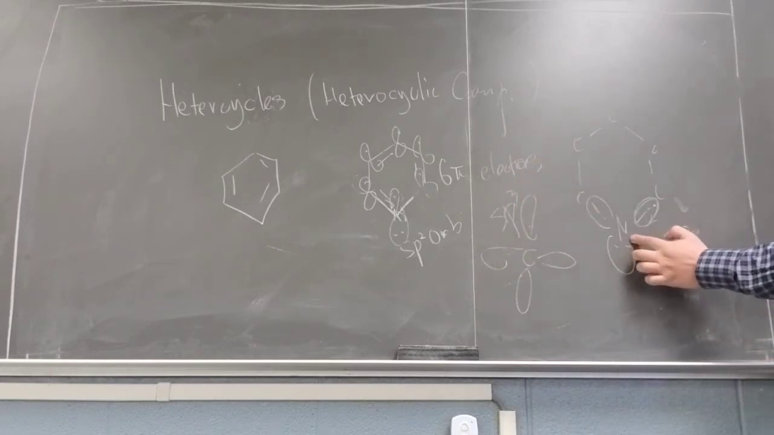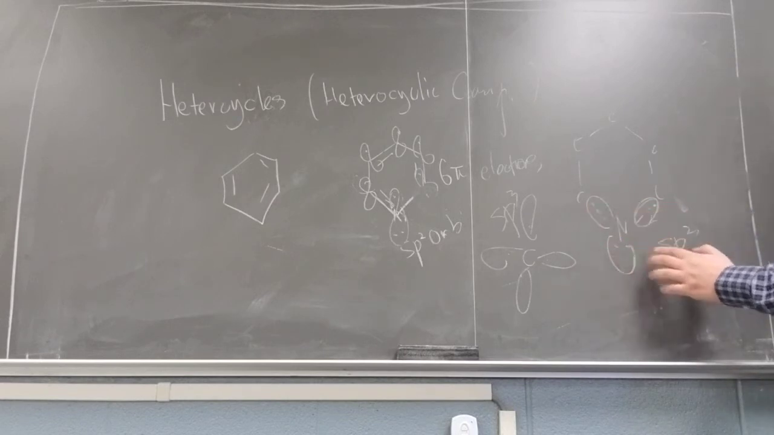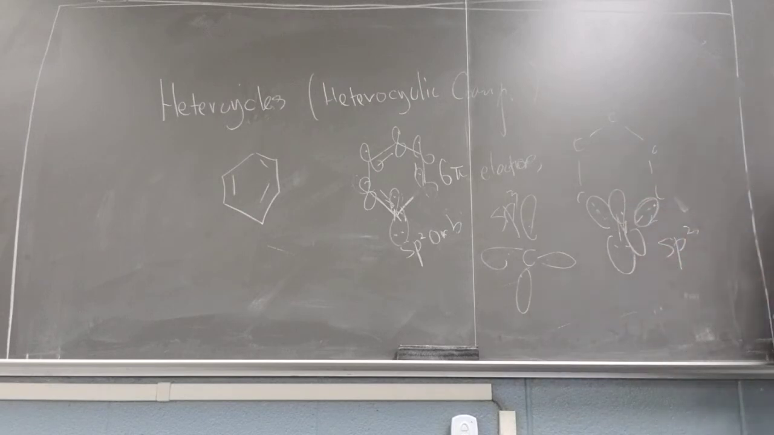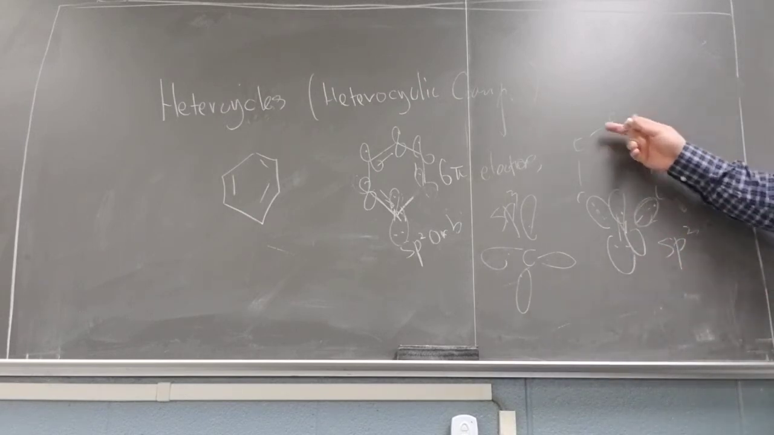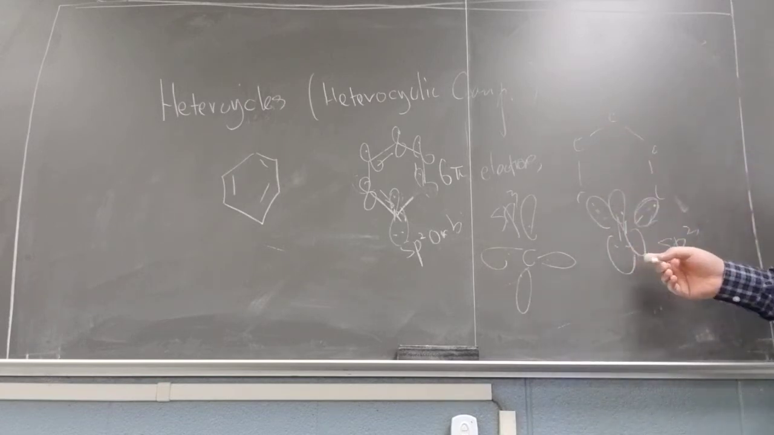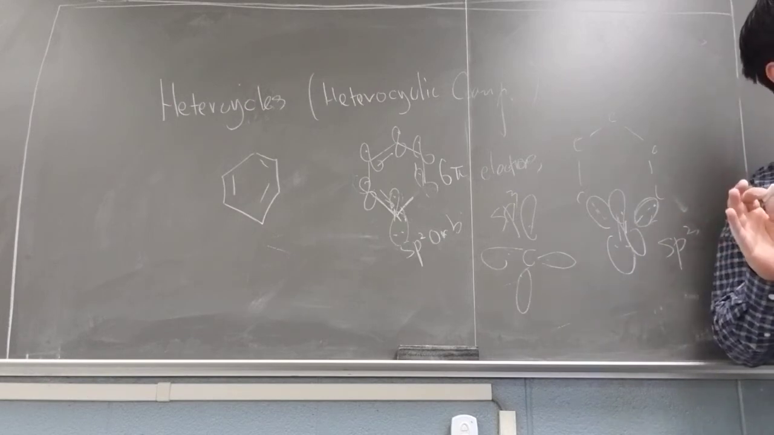But here nitrogen only does 1, 2, 3. So we say sp2. And there's another one on the top, the p, that is the only one involved in the p orbital conjugation, the aromaticity. Does it kind of make sense?